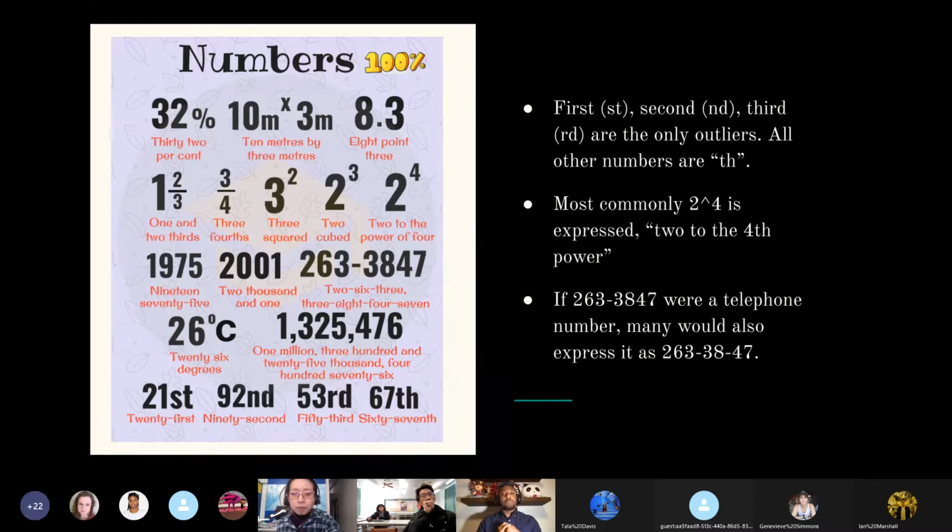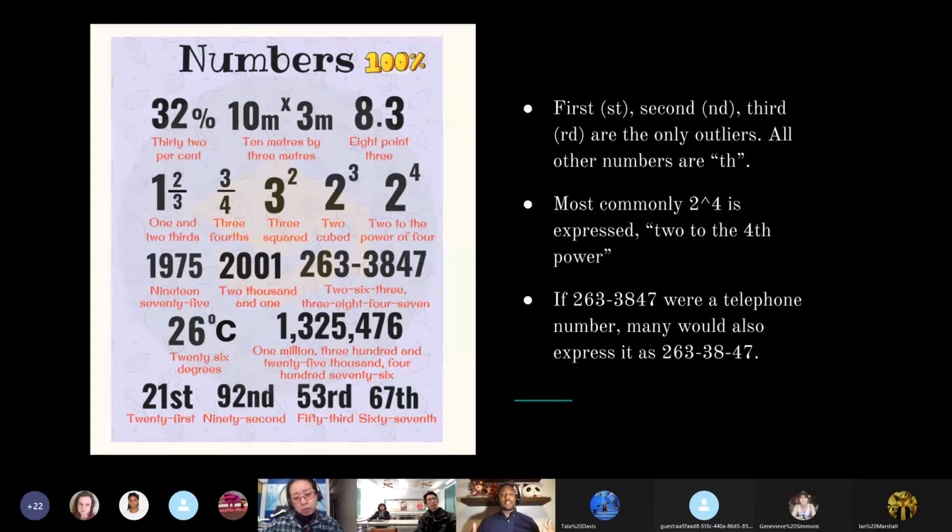The next one is 8.3. Whenever we have a decimal in English, we use the word point to distinguish the decimal. So you could say 8.3, 8.325, but the point is what we use to signal that we go into the tenths, hundredths of an expression. Next, we'll go into some fractions.